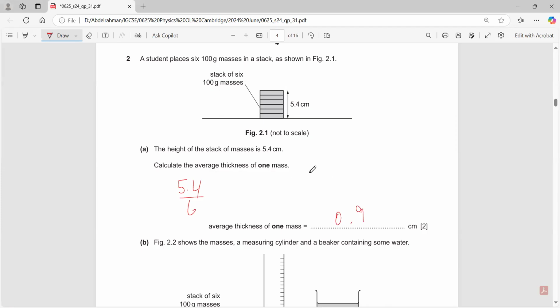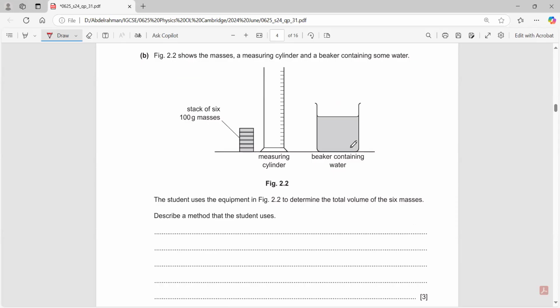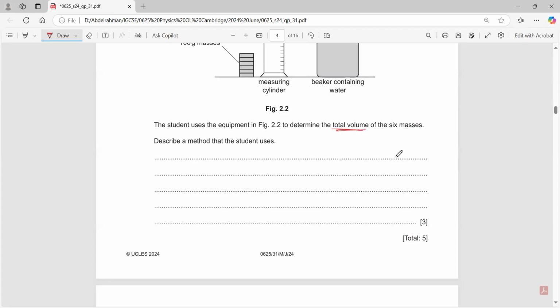Yes, you do not need the mass for this question. You just need the height. Moving on to B, figure 2.2 shows the masses, a measuring cylinder and a beaker containing some water. The student uses the equipment to determine the total volume. So all you need to do is find the volume. We do not need to find the density for this question.